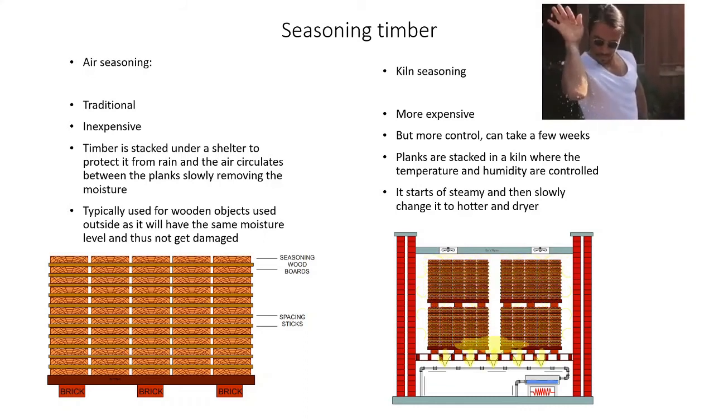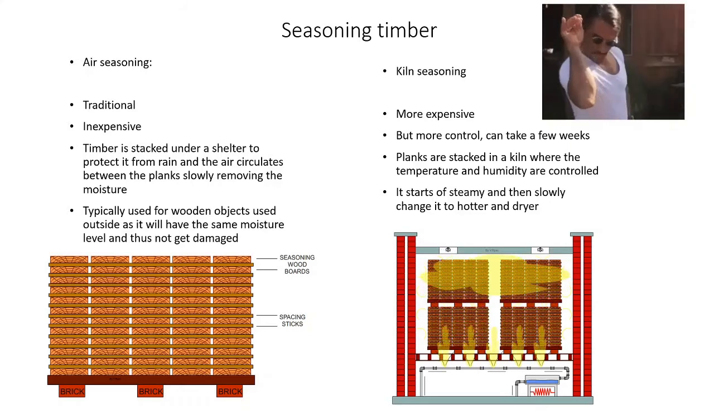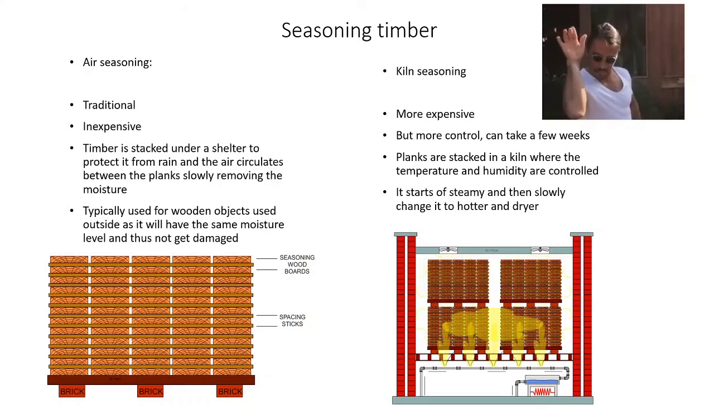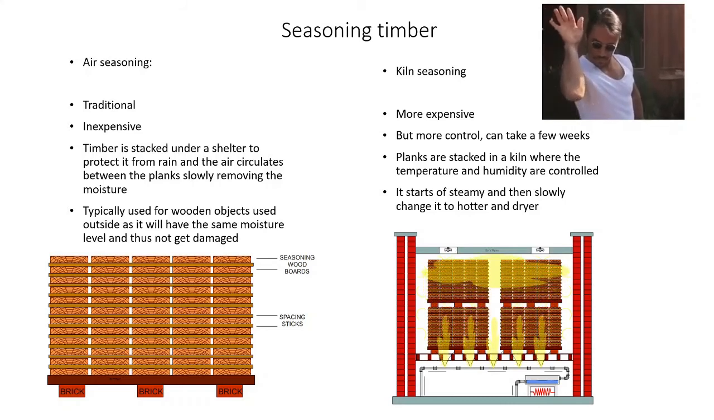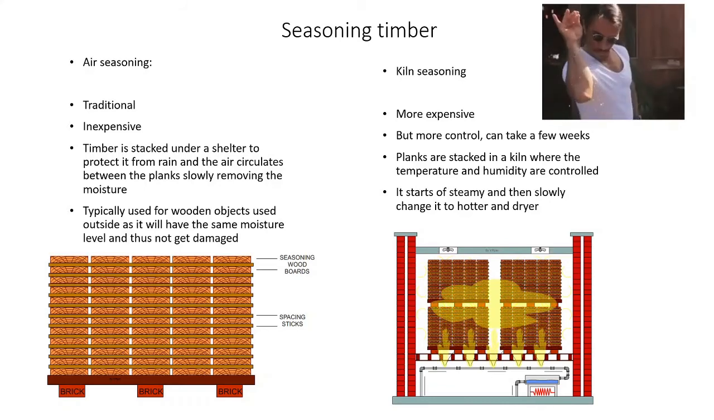Then you've got kiln seasoning, which is more expensive because you have to have the actual kiln and the equipment for it. But you have a lot more control, so it's a lot faster because you control the humidity and the temperature. Planks are stacked the same way as for air seasoning, but you start off very steamy, then slowly make it hotter and drier so there's less moisture in the air, and you control the rate at which moisture comes out of the timber.